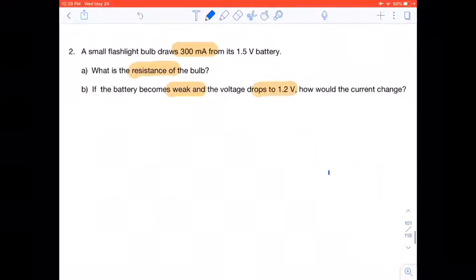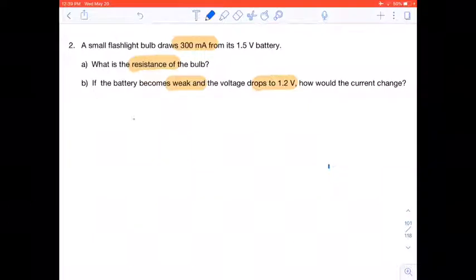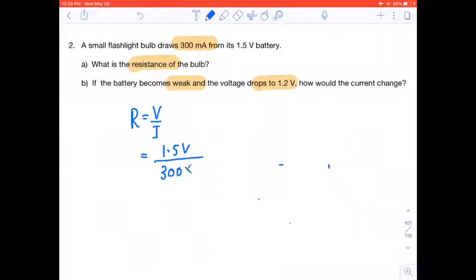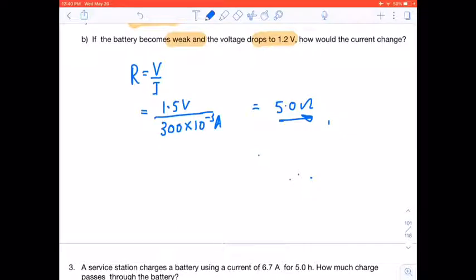Okay, this is a fairly simple one. So we say R is equal to V upon I, the voltage. We want to know what the resistance is, which means we have the voltage of the battery, which is 1.5 volts, and the current is 300 milliamps. So it's 300 times 10 to the minus 3 amps, and that is equal to 5.0 ohms. Okay, so that is the resistance.